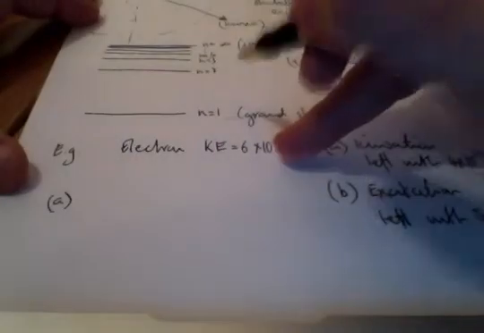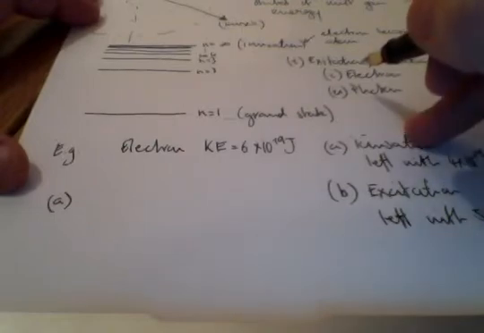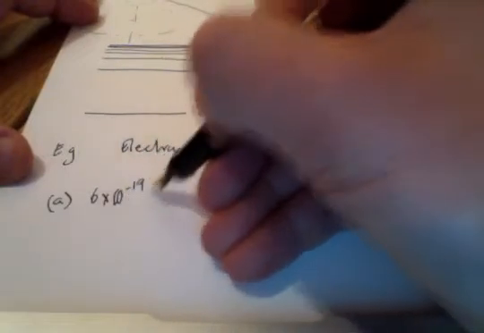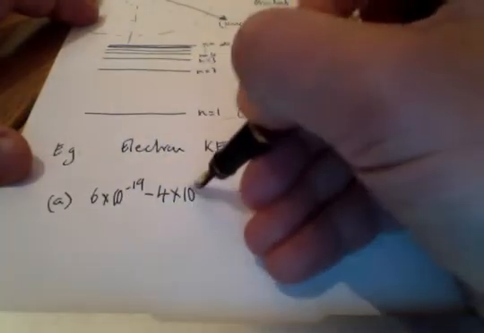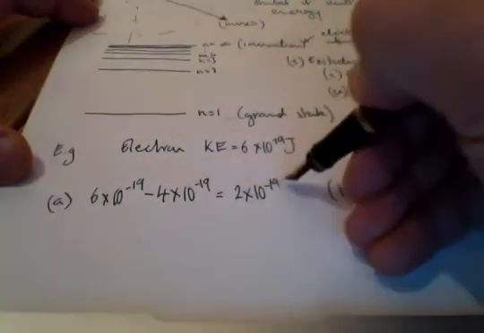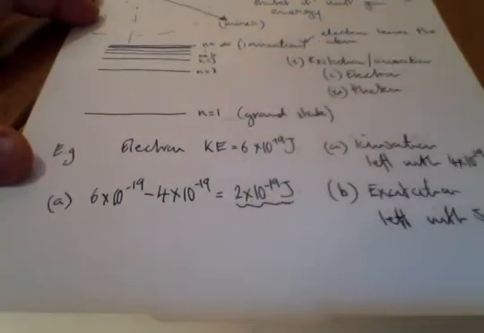Okay, first of all, for the answer to A, all we're looking for really here is the difference in energy. If it came in with 6 times 10 and it's left with 4, then whatever's the difference is going to be that which is the energy of ionization. So the energy of ionization is going to be 6 times 10 to the minus 19 minus 4 times 10 to the minus 19 gives us 2 times 10 to the minus 19 joules. That's the energy of ionization.